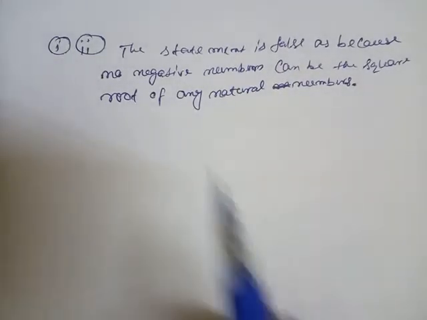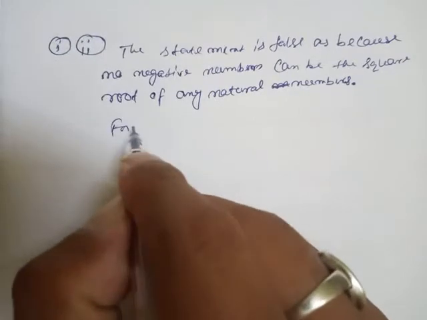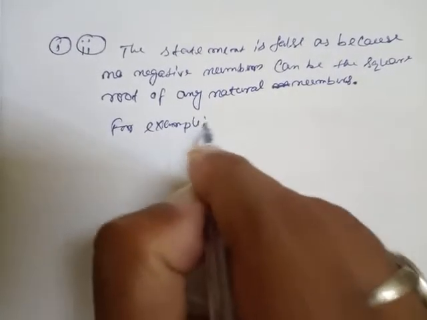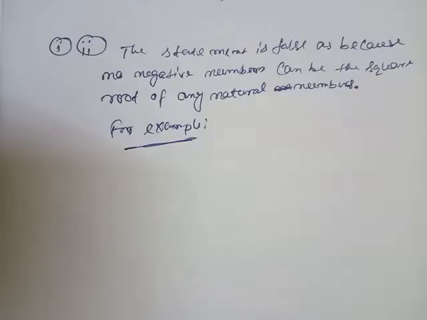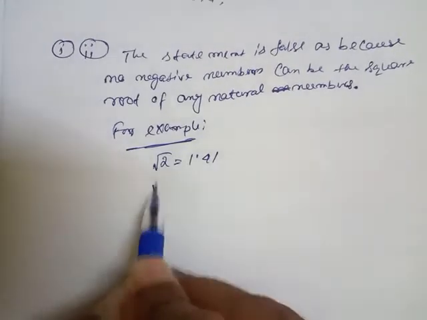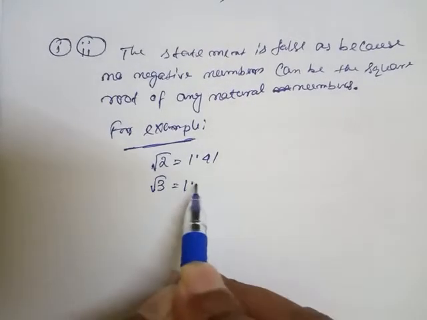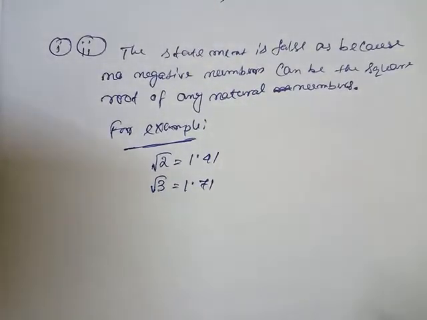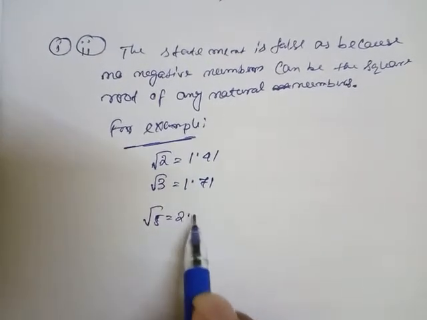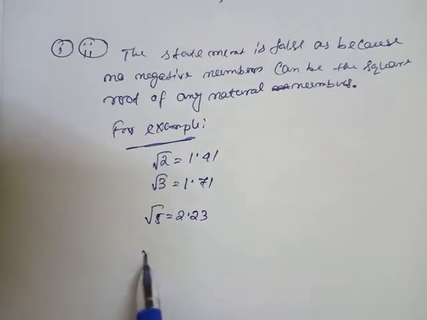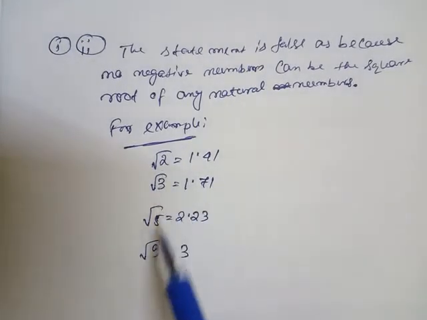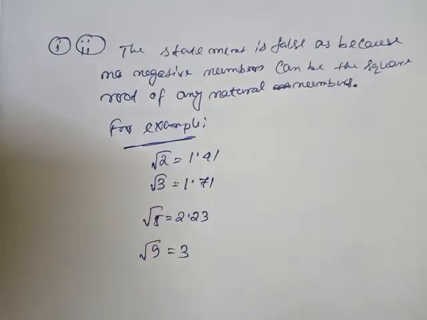Now look here, I am showing some examples. If I write root 2, the value is 1.41. Root 3, the value is 1.71. Root 5, the value is 2.23. Root 9, the value is 3. That is okay, because these numbers can be written in the root format.